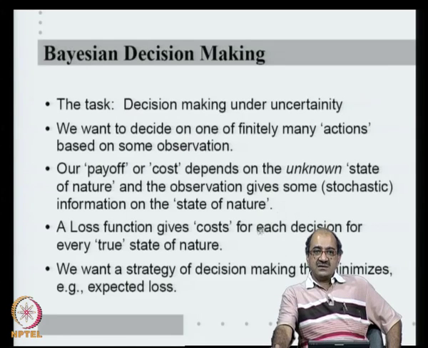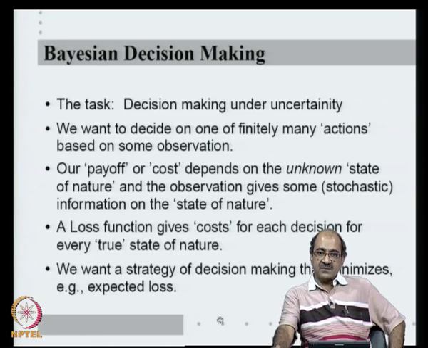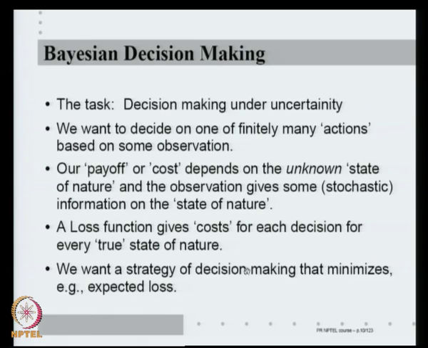A loss function gives cost for each decision and every true state of nature. That is, if I take this decision and the true state of nature happens to be something, then I incur some cost. Since I do not know the true state of nature, I only have the observations, we need some strategy of decision making that minimizes some objective function, for example, the expected value of the loss. Right? This is the kind of scenario we are in.